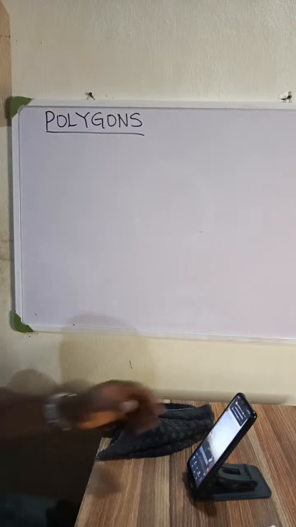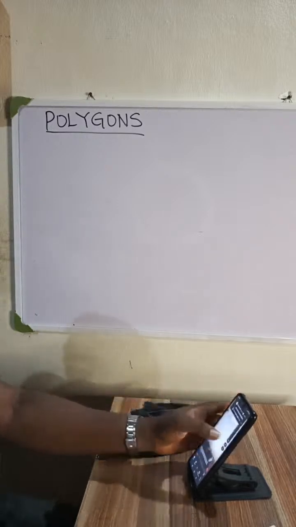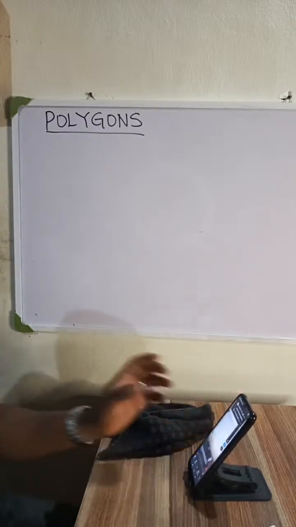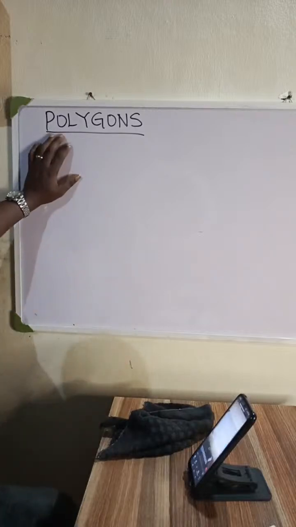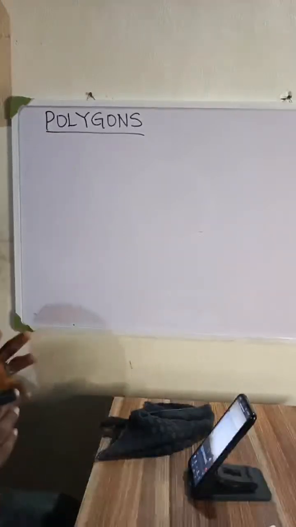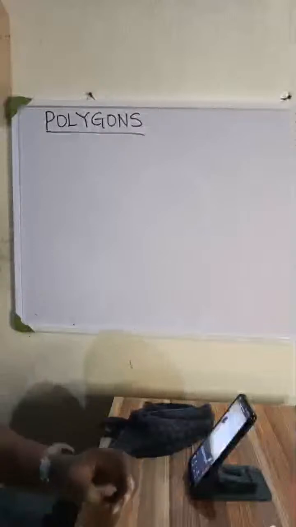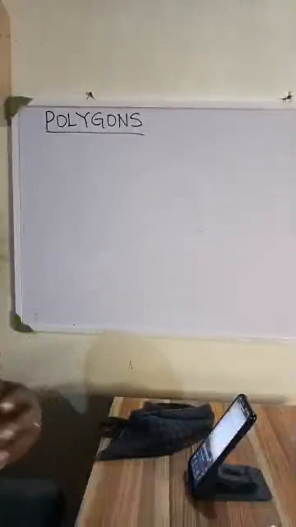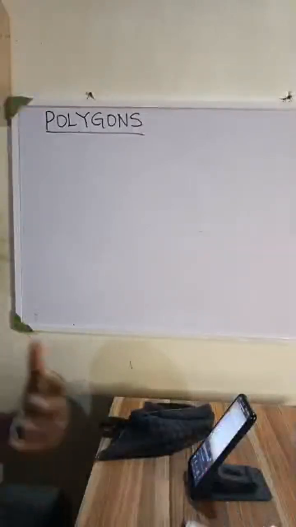So the first thing we need to look at is what is a polygon? For us to understand the topic, we must first of all understand what a polygon is. So a polygon is a 2D shape or a plane shape.